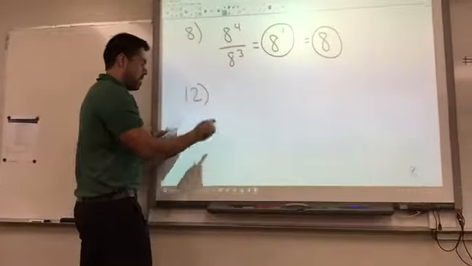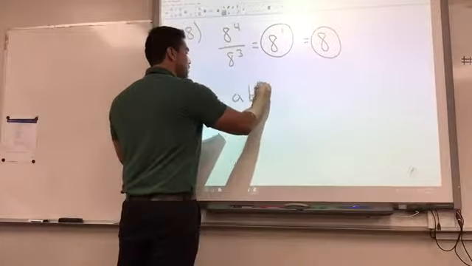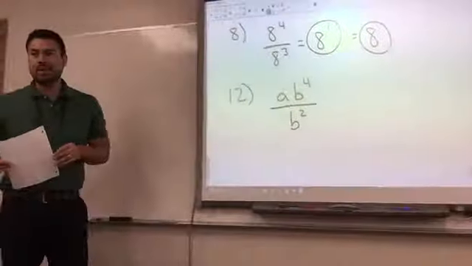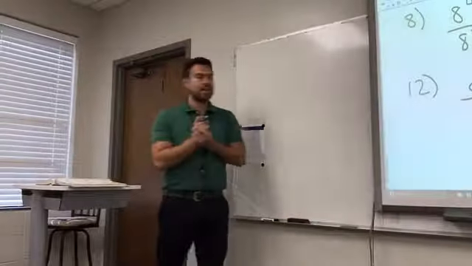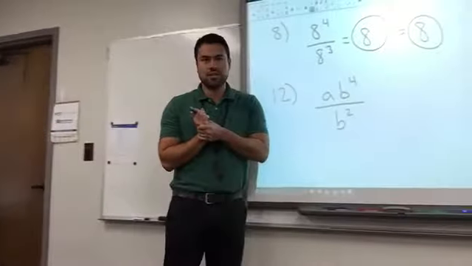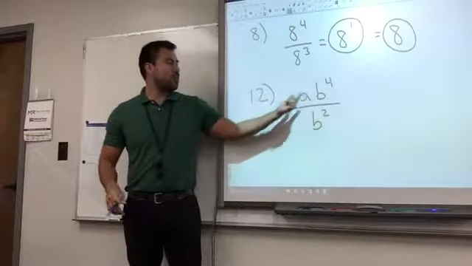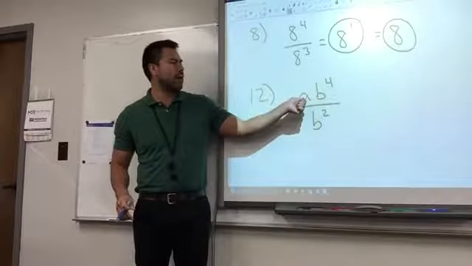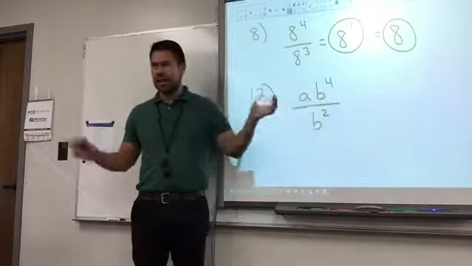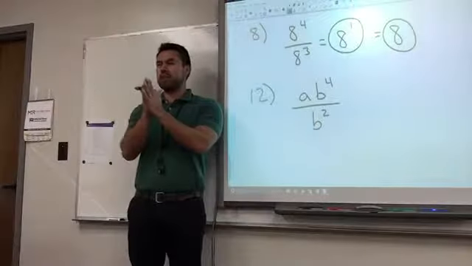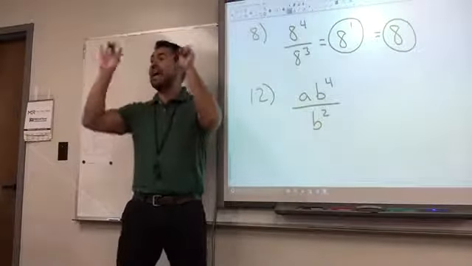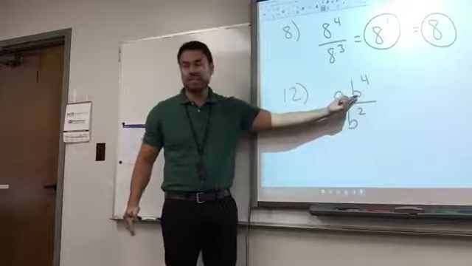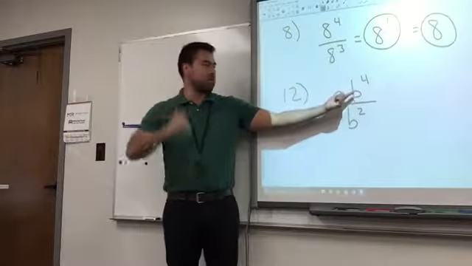All right, this one's 12: a b to the fourth over b to the second. This one's tricky because it is not as clear as the other problems. But let me ask you this. Can we combine a and b to the fourth together? Well, that's a power, and so is that. I thought we just learned about product of powers, you can multiply if they have the same base. Do these have the same base? No. You can't do what we just did on the other problems.